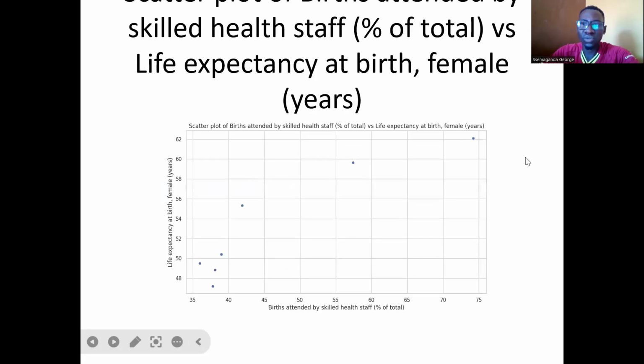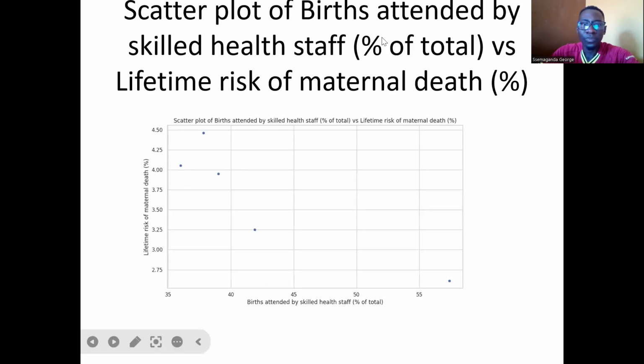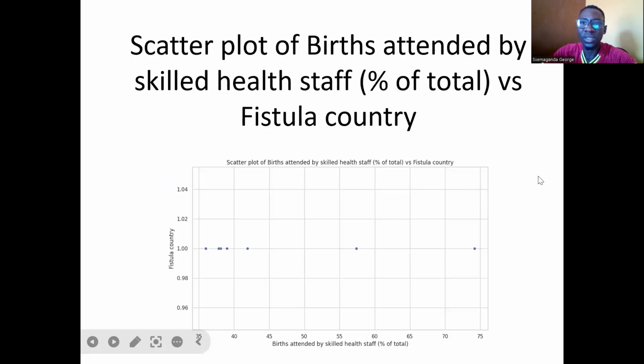So basically, it shows that there has been improvement in the life expectancy from birth for both females and males, and there has been a reduction in the lifetime risks when it comes to maternal death. If you project that the births attended by skilled staff increased, there has been a decrement in the risk of maternal death due to that.